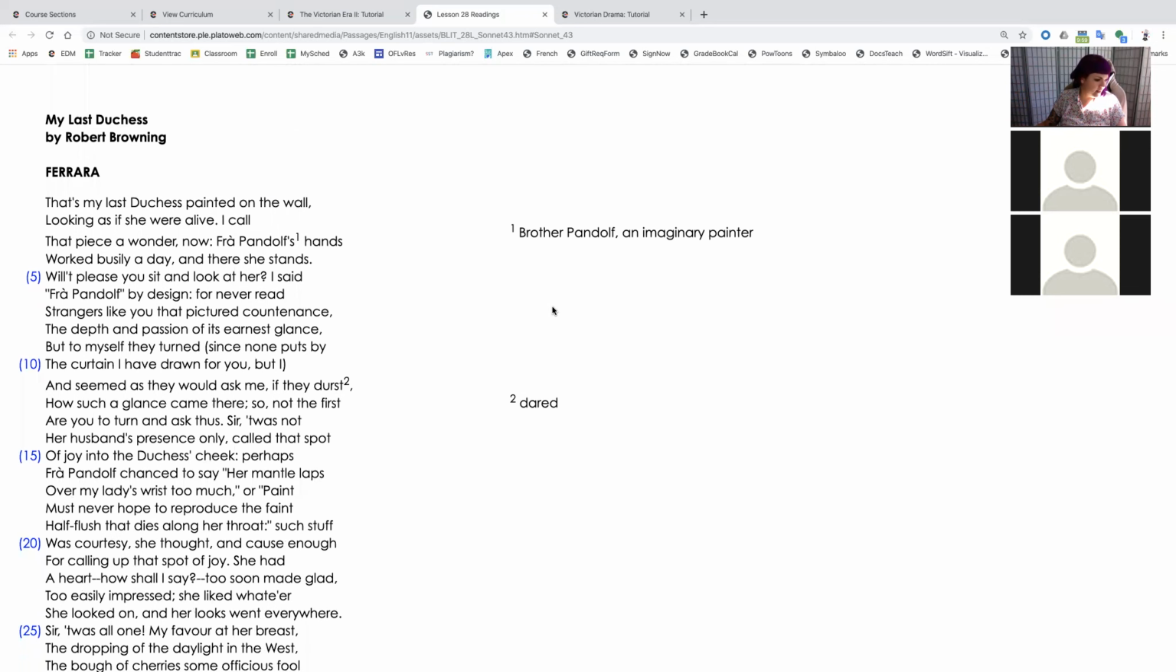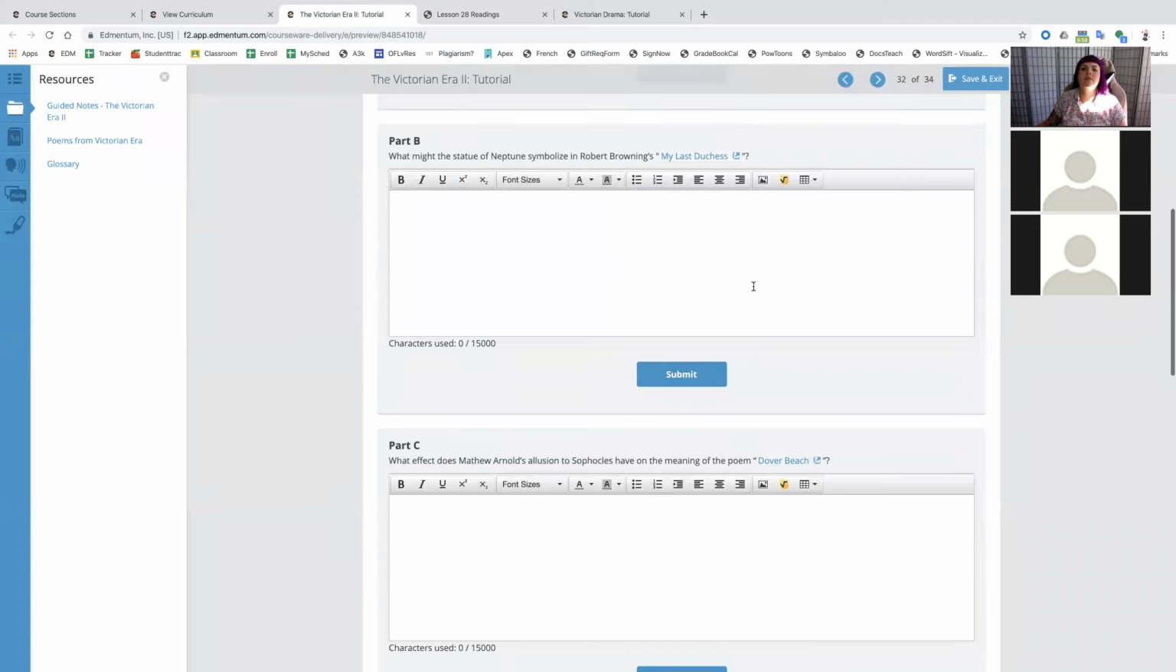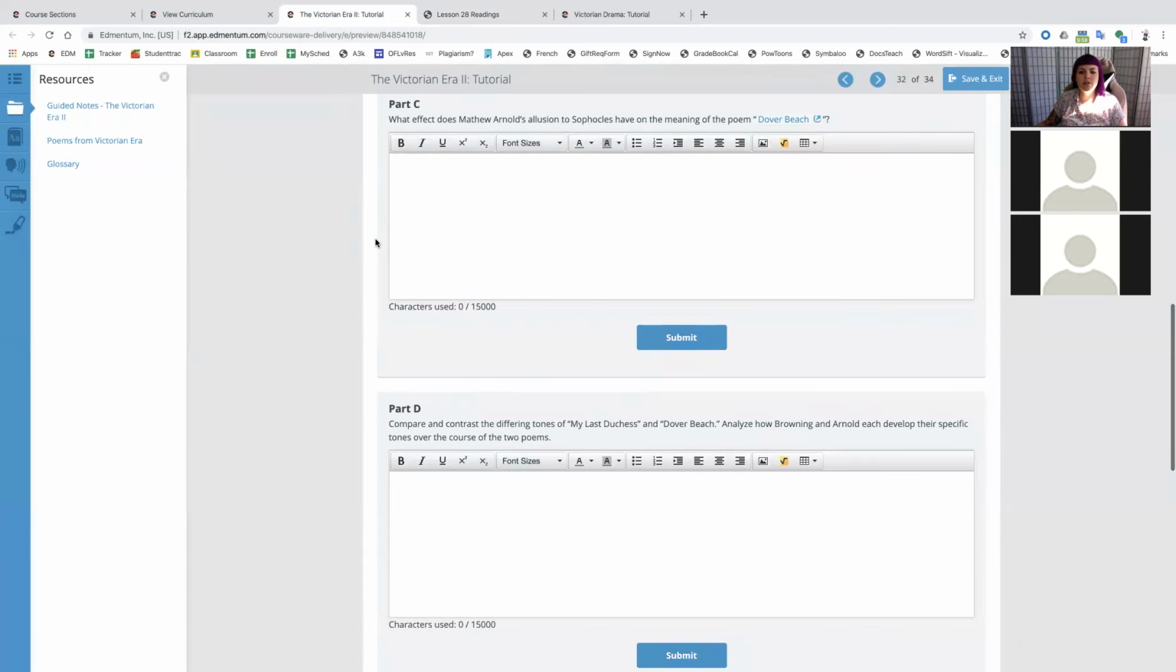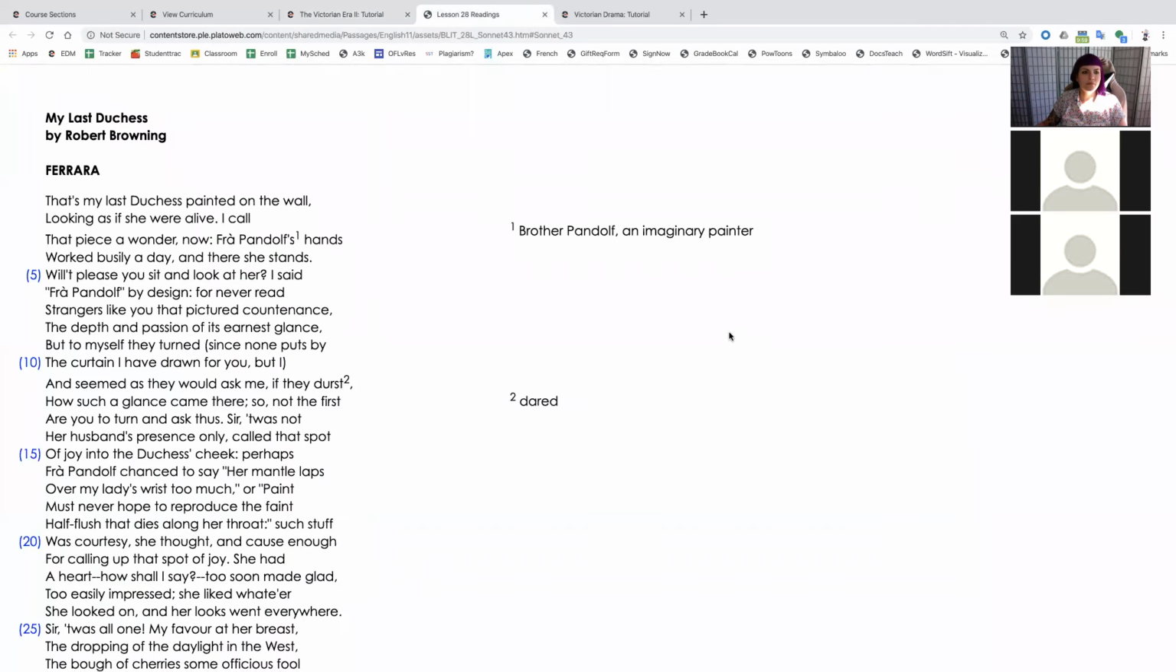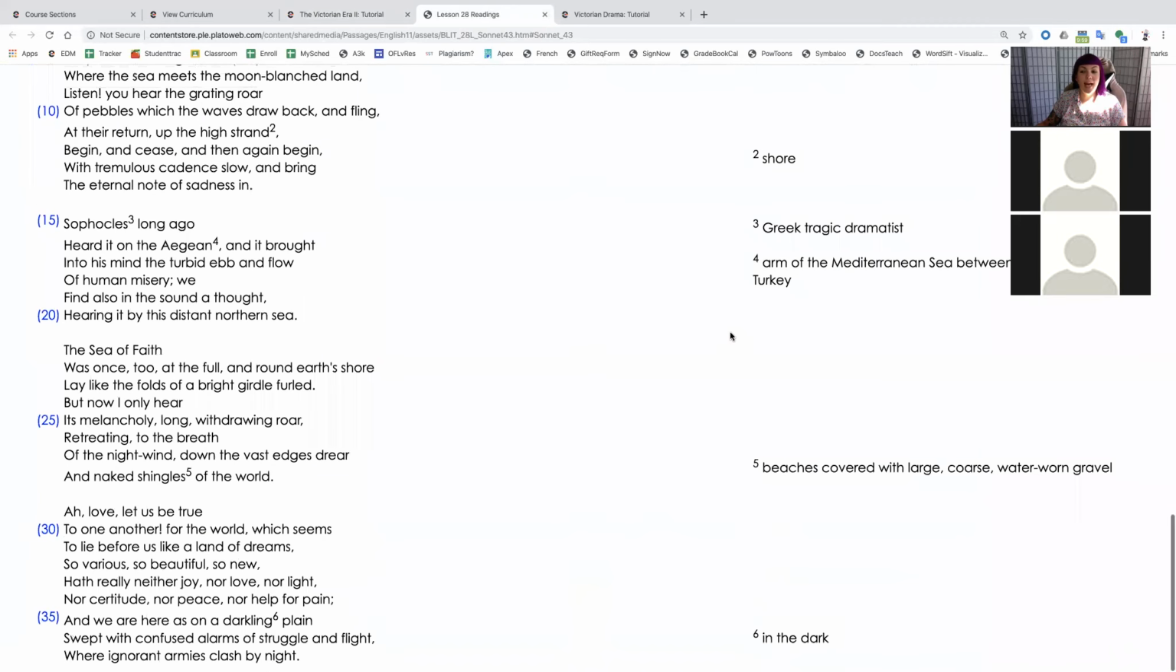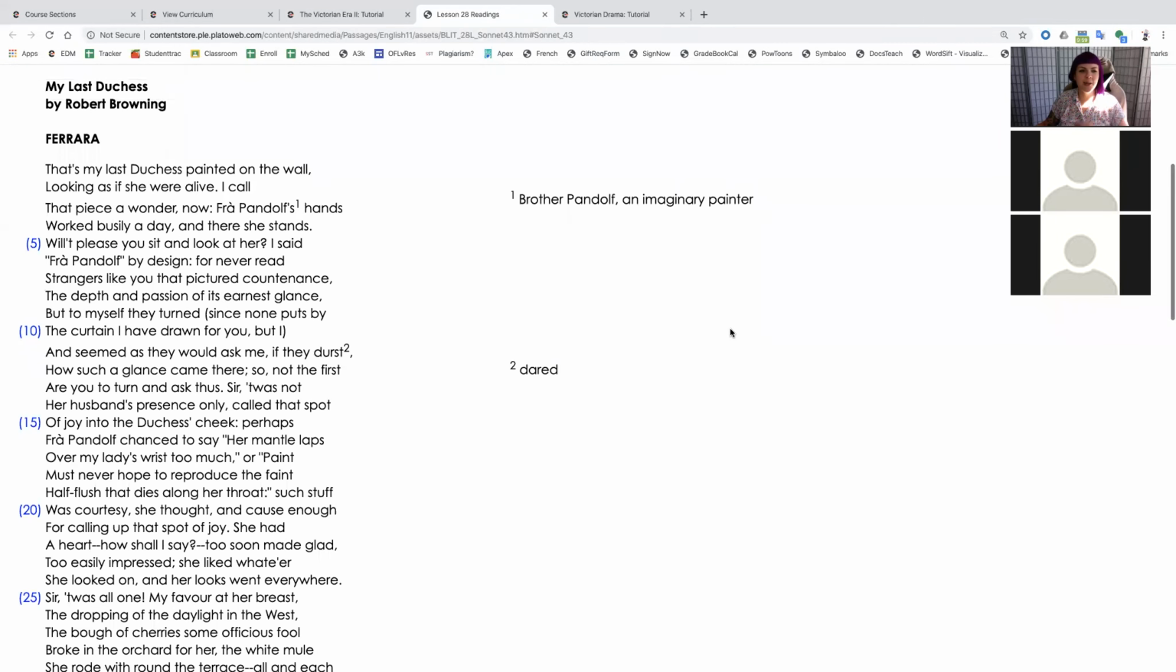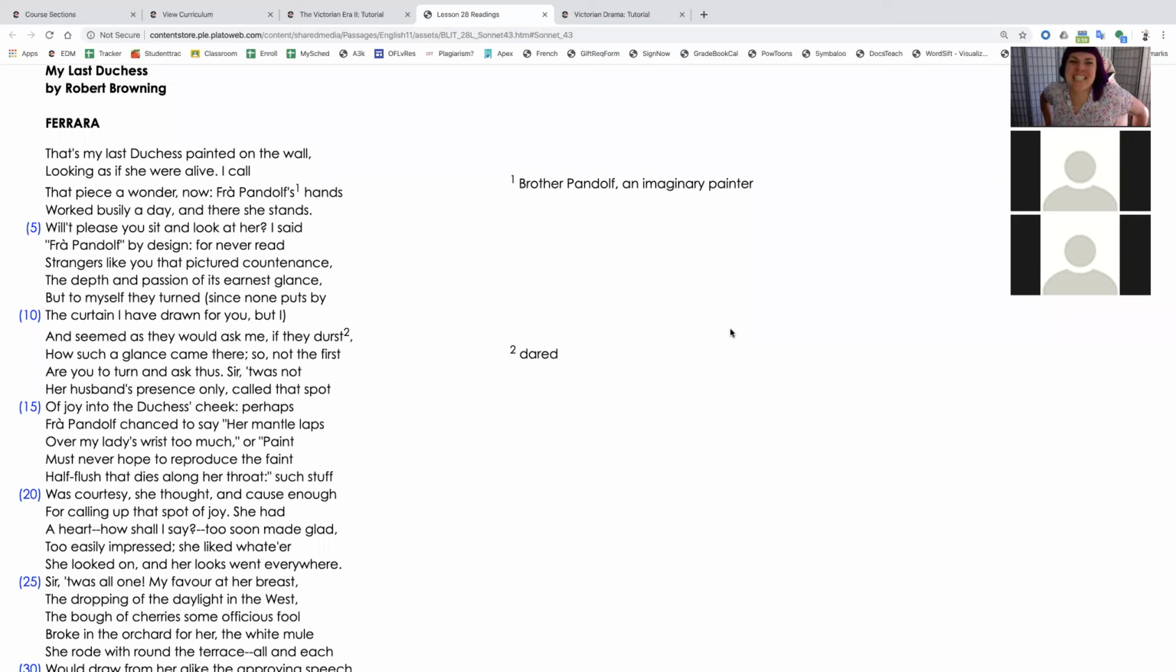All right. So, Statue of Neptune. Okay, just want to make sure it is in My Last Duchess. They're not terribly long. That's why I'm reading them. Sometimes I just get tired of reading. Okay.